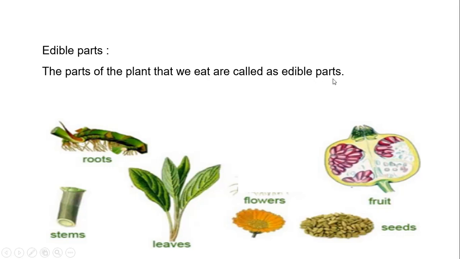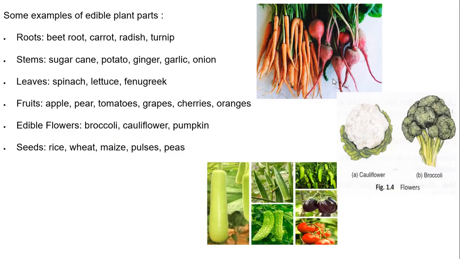Next we will discuss the parts that we eat. So if I consider the root, we eat beetroot, carrot, radish, turnip. We basically eat the root part of the plant. In case of sugarcane, potato, ginger, garlic, onion, we eat the stem. In case of spinach, lettuce, fenugreek, we eat the leaves.